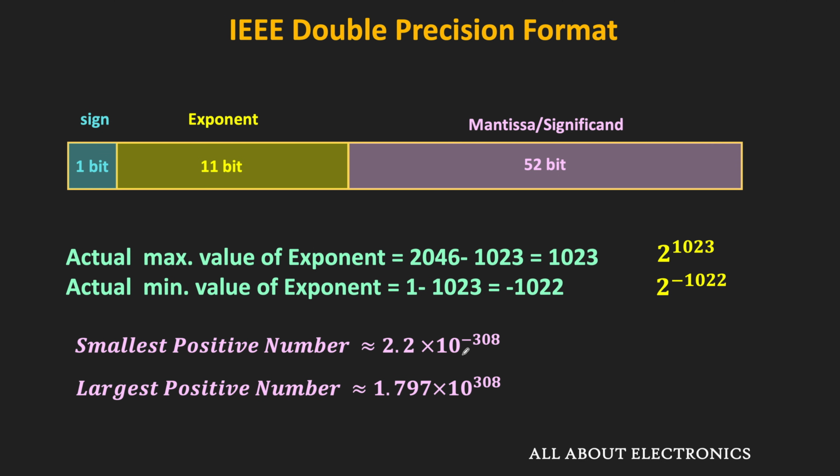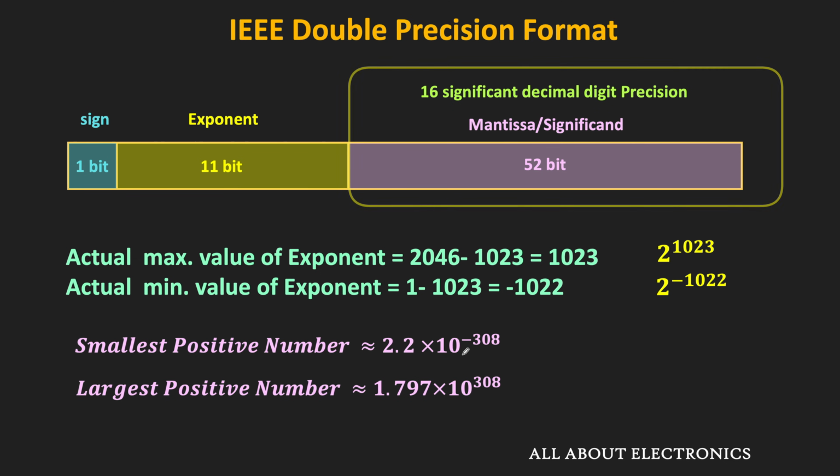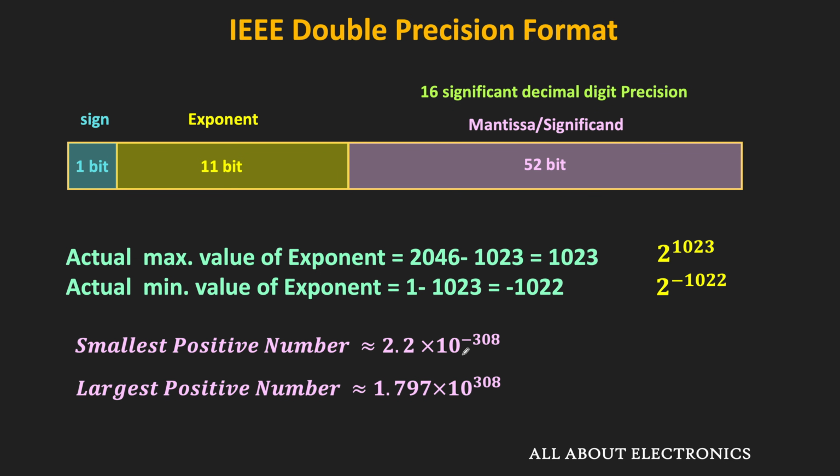So as you can see, this double precision format covers a huge range. And here, it also provides better precision, because here the mantissa has 52 bits, or in decimal, that is equivalent to 16 decimal digits. That means if we require greater precision, then we can go for this double precision format. So that is all about the IEEE single precision and double precision formats.